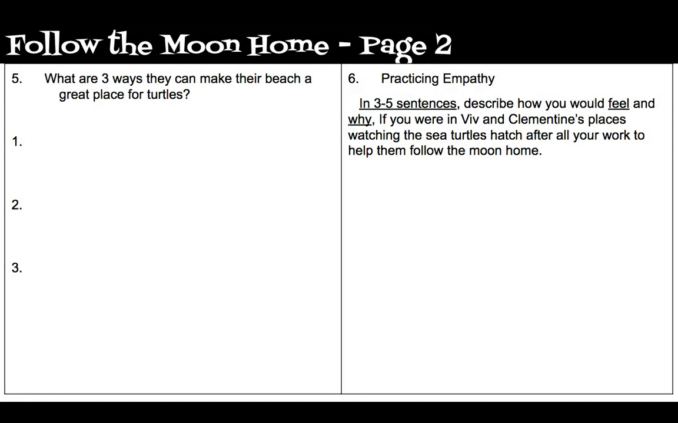Name them. Number 6 is probably my favorite question because it's really open for you to express your opinion and practice your empathy, meaning you're connecting to someone else's emotions and how they could be feeling. So in 3 to 5 sentences, you're going to describe how you would feel and why if you were in Viv and Clementine's places watching the sea turtles hatch after all your work to help them follow the moon home. This happens at the end of the story, so you can use some inferences or connections from that part of the story to help you describe the emotion or emotions you would be feeling and why.